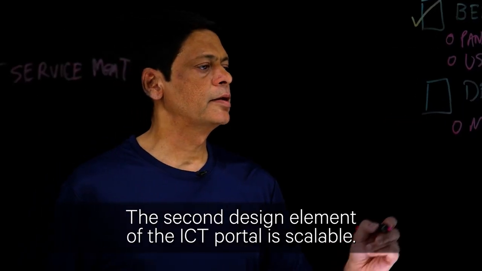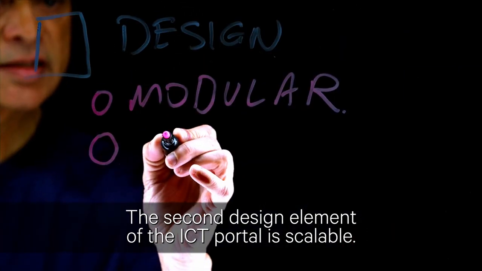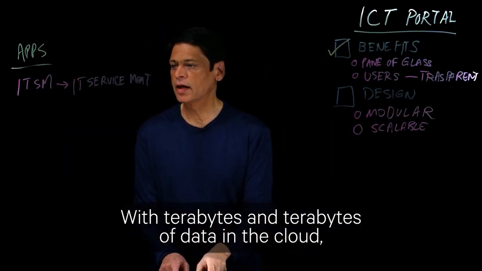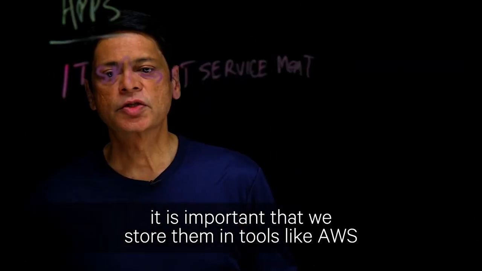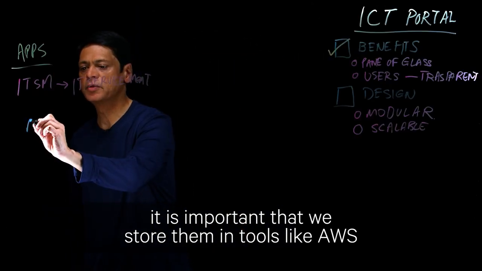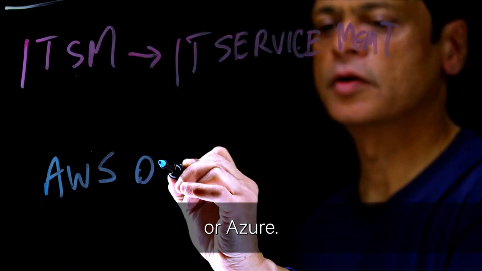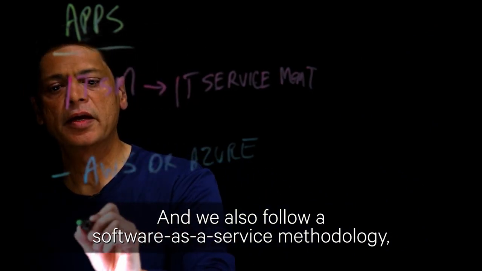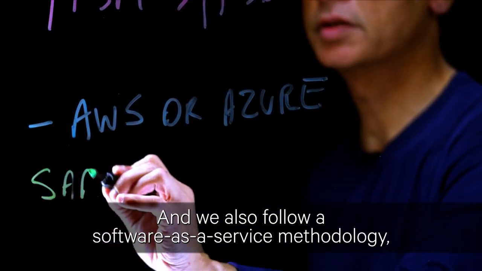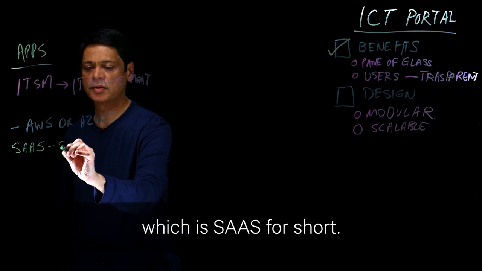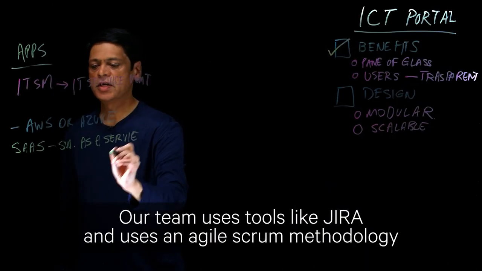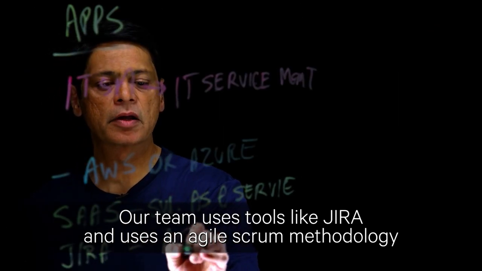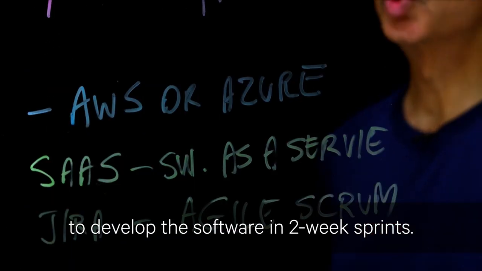The second design element of the ICT Portal is scalable. With terabytes and terabytes of data in the cloud, it is important that we store them in tools like AWS or Azure. And we also follow a software as a service methodology, which is SaaS for short. Our team uses tools like Jira and uses an agile Scrum methodology to develop the software in 2-week sprints.